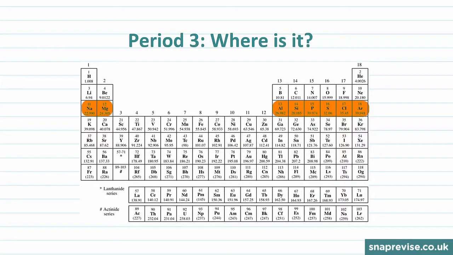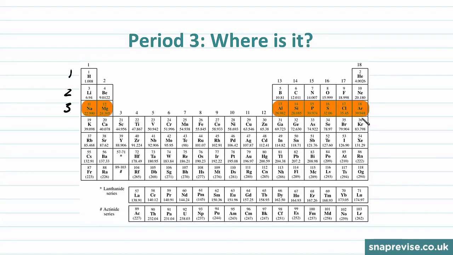So let's begin by just recapping where period 3 is. Remembering that our periodic table is divided into horizontal rows or periods, period 3 is the third row down. It begins with sodium and ends with argon.